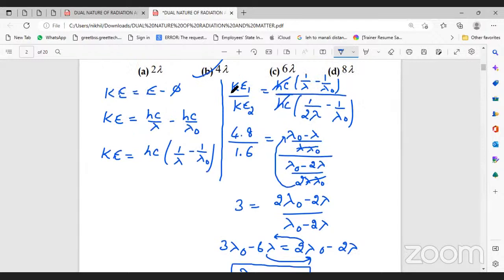So these are the steps. They have given the kinetic energy, so we write the kinetic energy for the two cases, then we divide and simplify that.